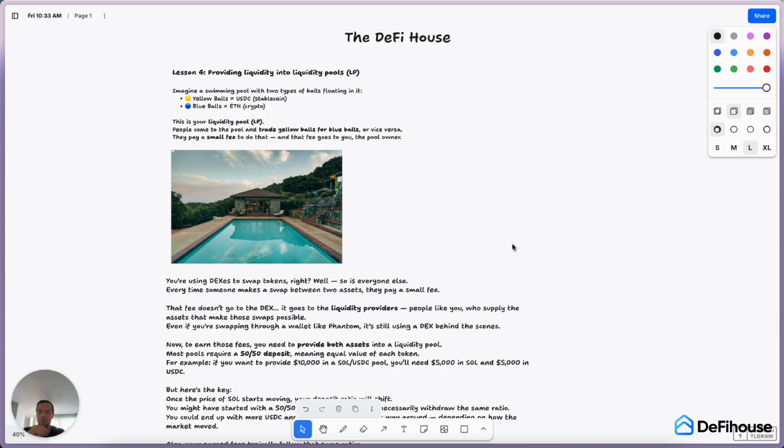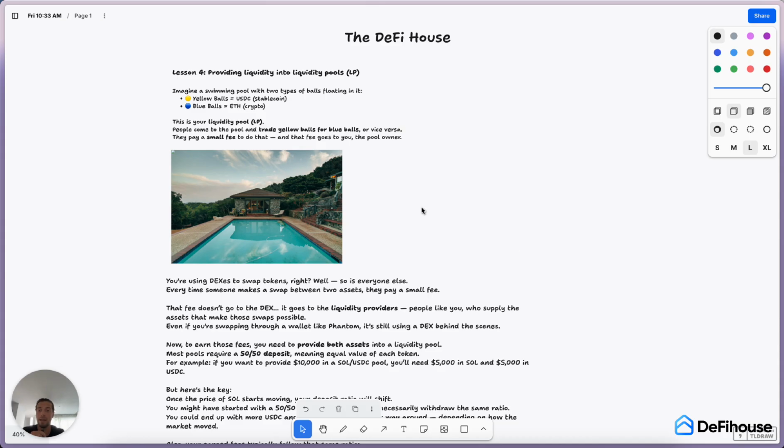This lesson will be a bit of a longer one, and I will be covering all of the basics, all of the theory, and a bit of practice as well: how liquidity pools work, what kind of liquidity pools we have, and how the fees are earned inside of the liquidity pools.